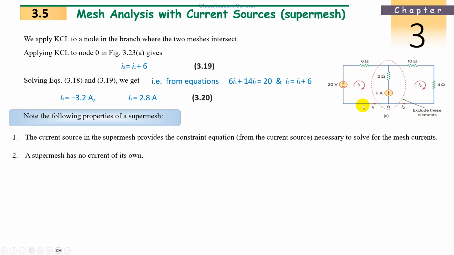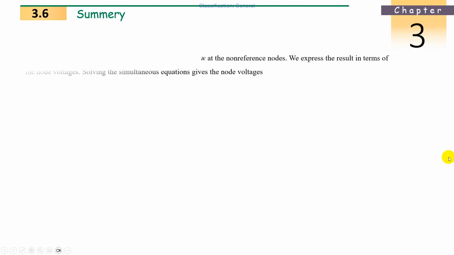So this super mesh doesn't have any current number. See, I1 we have in this loop, 6 ohms we have I1 here, and this I2 we have. But in this branch, there is no separate current. Its own source current only will be there. A super mesh requires the application of both KVL and KCL, like the previous case.